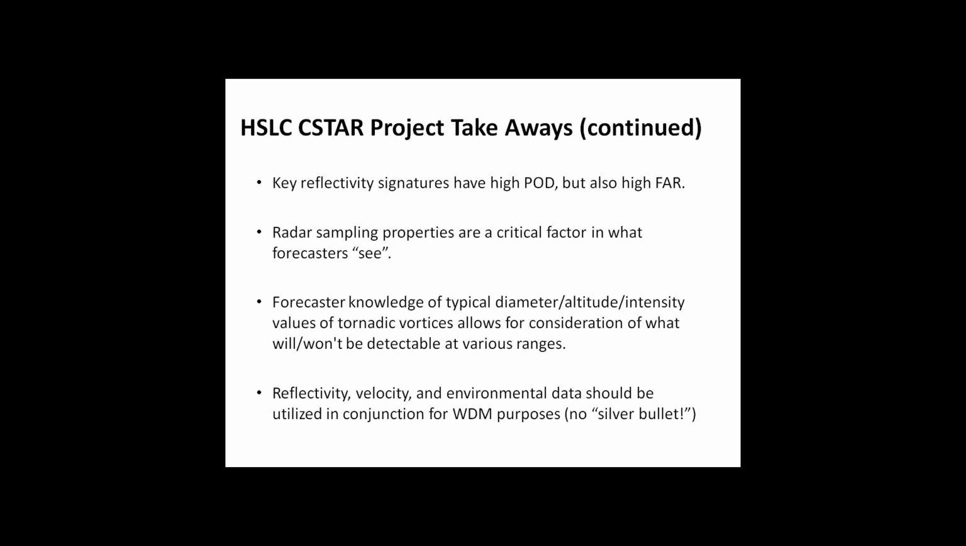Some key reflectivity signatures were found to have high probability of detection, but also high false alarm rates. And radar sampling properties are found to be a very critical factor in what forecasters see, and range from radar was very important in the results. And forecaster knowledge of the typical diameter, altitude, and intensity values for the tornadic vortices can help them to consider what will or won't be detectable at various ranges. All in all, with these results, reflectivity, velocity, and environmental data all need to be used together in conjunction with one another for warning precision purposes, and there is no silver bullet.